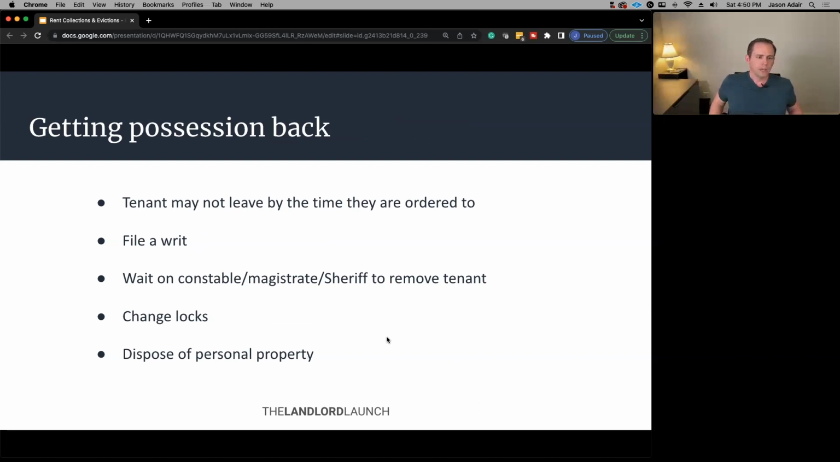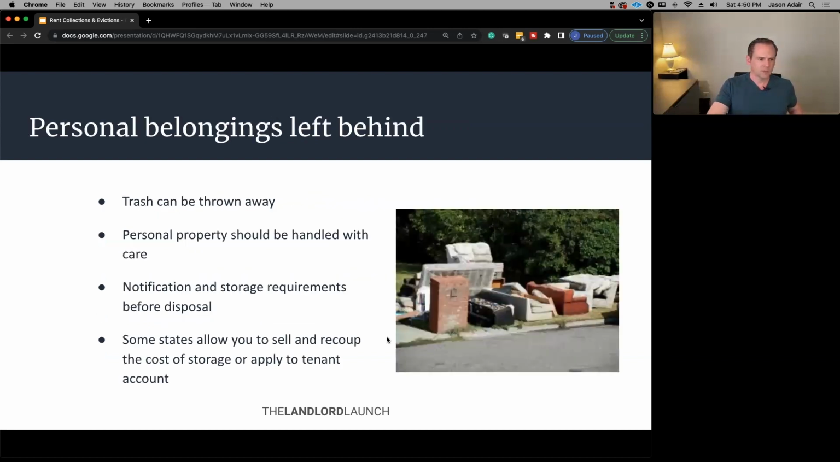Okay, so what we were talking about, getting possession back, that tenant may not leave. We have to file that writ or whatever that process is. We have to get somebody out there to forcibly remove that tenant, and we could change the locks at that point in time and dispose of the personal property. And depending on your state, there's various requirements for how to dispose of personal property. Sometimes we get into that.